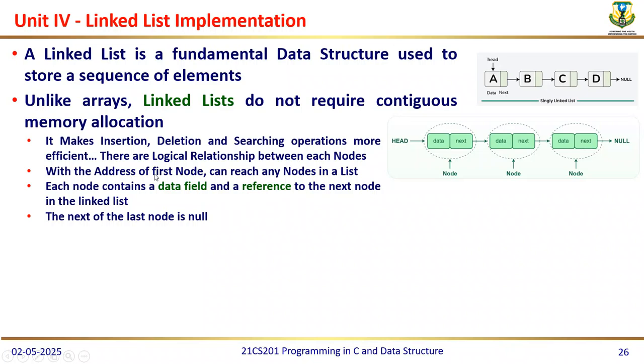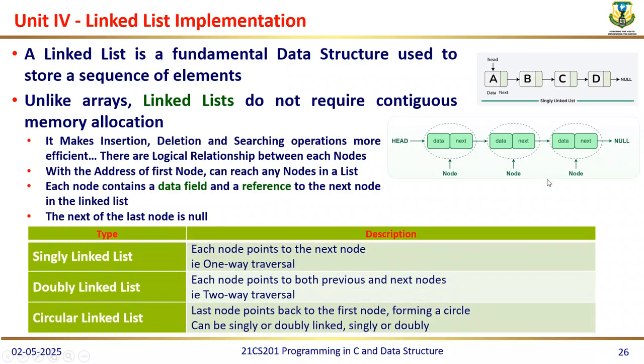I have already told you that in each node there is a data field and a reference, called the address pointer, so that it makes a link to the next node. That is the basic concept of a linked list. The first node is the head node, and for the last node, since there are no more nodes, the next address pointer is null. With this basic idea, I would like to give the classification of linked list implementation.